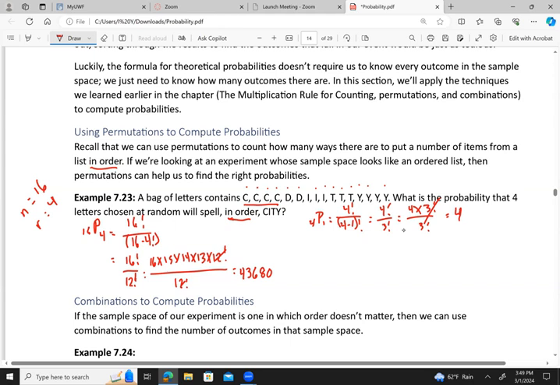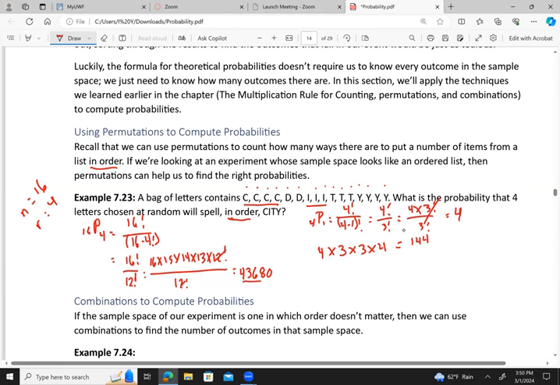So in the case of an I, we have 3 I's. Writing down our 4 here, so 3 possibilities for I, and 3 possibilities for T, and 4 possibilities for Y. Using our multiplication rule for counting, we multiply those and we get 144. So there are 144 ways to spell CITY using these letters in order.